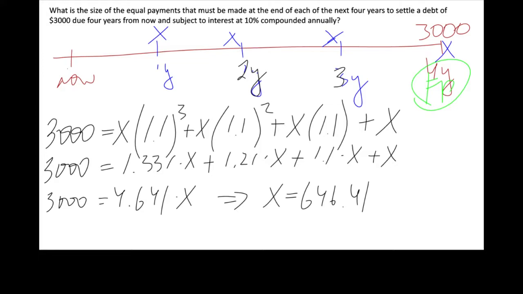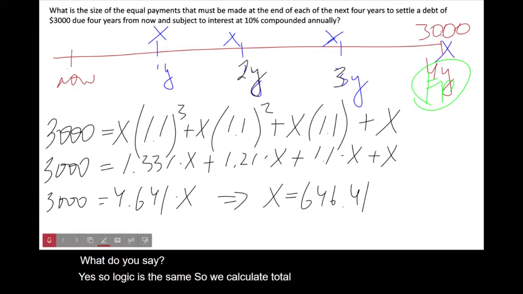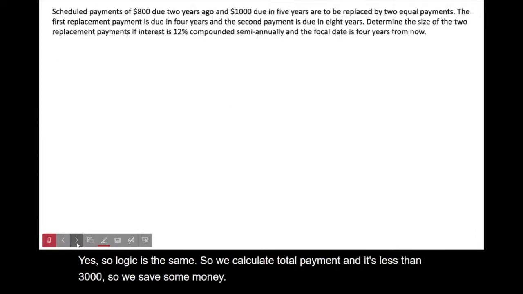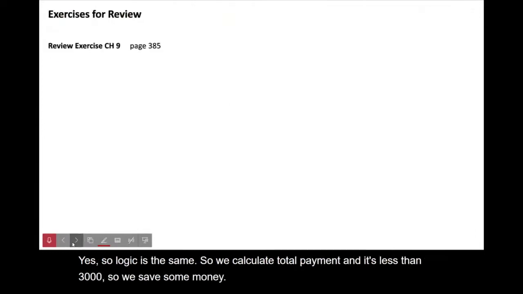What do you say? Yes, yeah, so the logic is the same. We calculate the total payment and it's less than 3,000, so we save some money. Okay, so that's the last question, I believe, right?